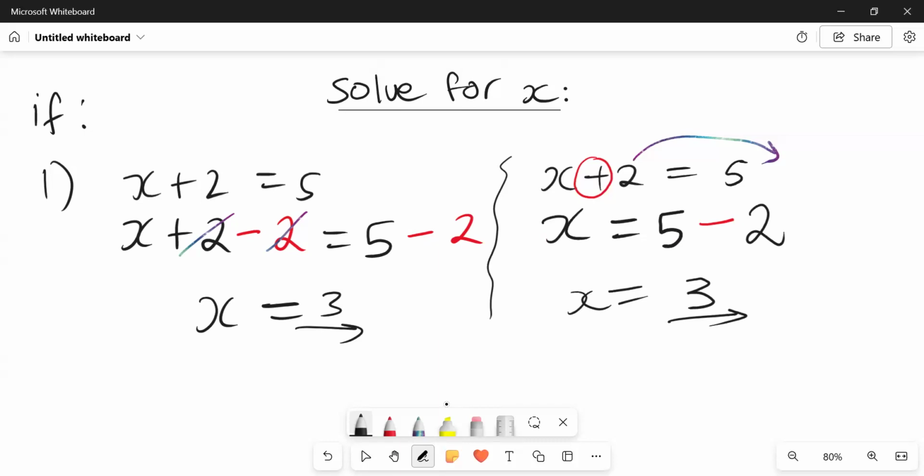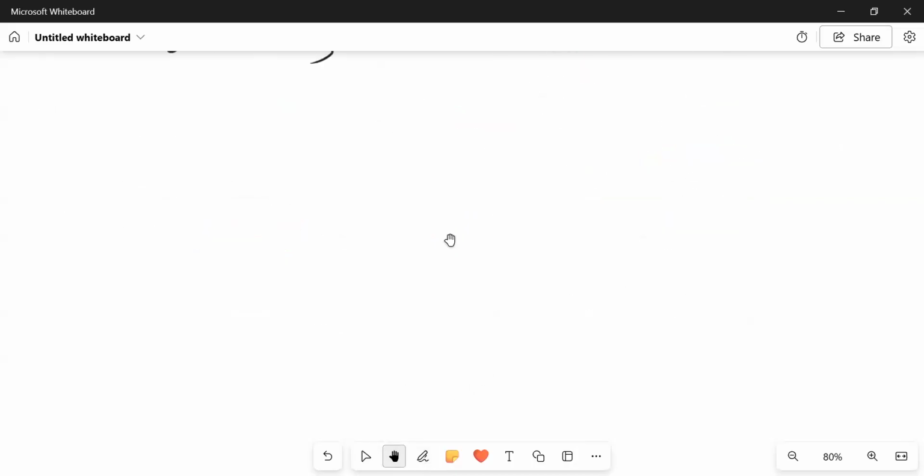I know that as learners, we are not of the same level. So some learners would say, I prefer method number one, while others would say, I prefer method number two. It's up to you. So if you catch on fast, then you can use method number two. But if you're still struggling, then you can use this method, right? I hope it makes sense. Now let's move to example number two.